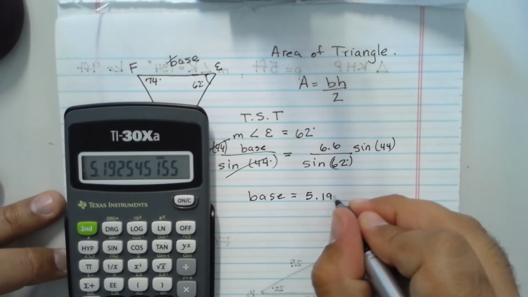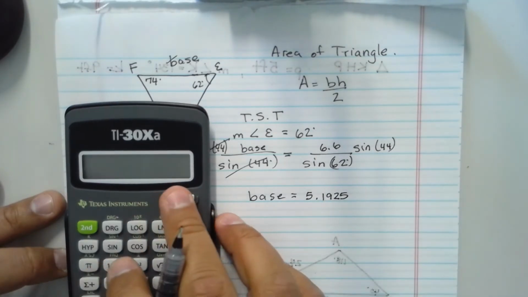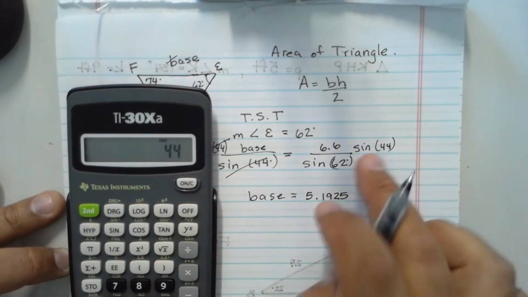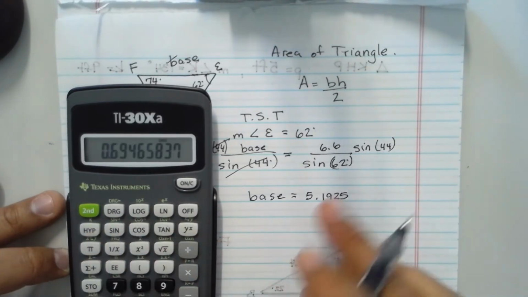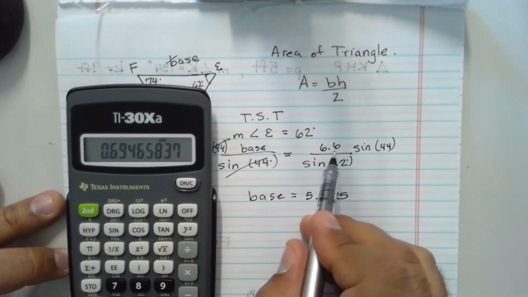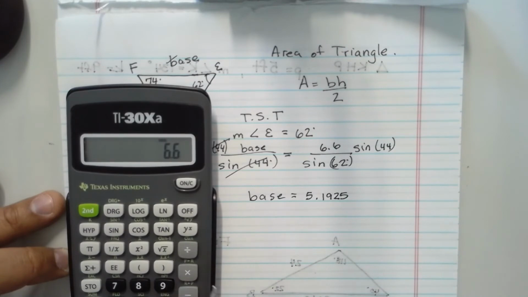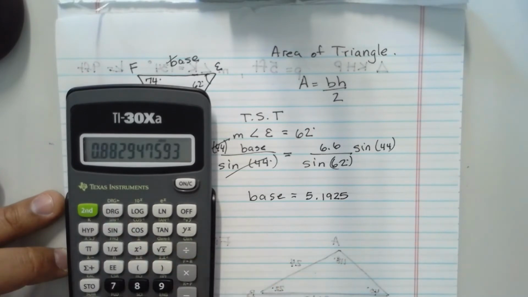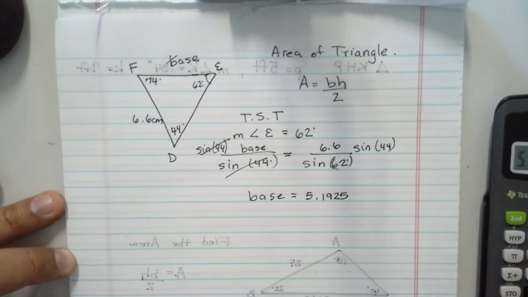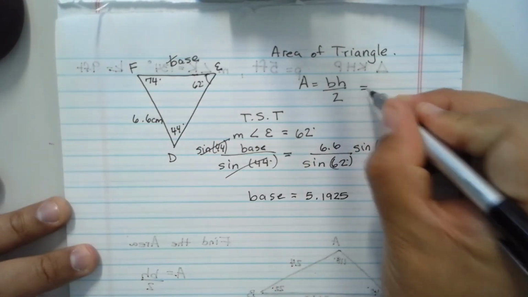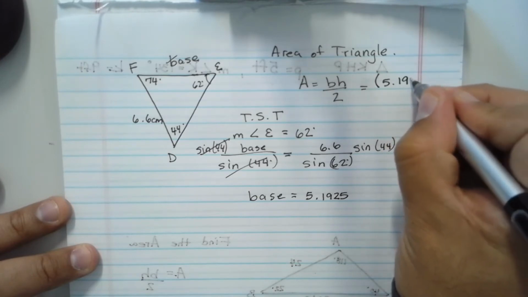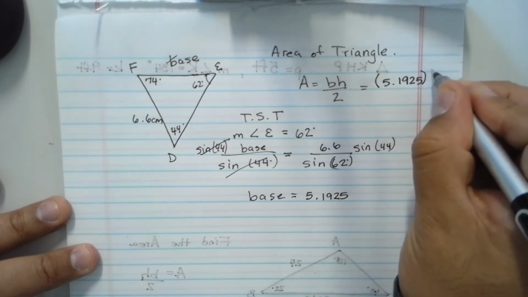5.1925, right? Wait, can you do the calculator again? Sure. Again, we'll do this part first. Sine 44, and we multiply that by the 6.6, and then afterwards we divide it by sine 62 and push equal to, again, 5.1925. So we have the base here, so we'll come back to this right here. We have the base to be 5.1925. We need the height.